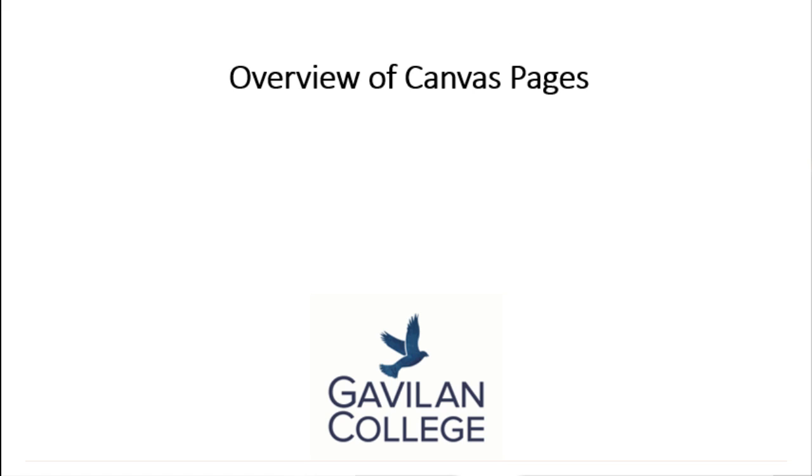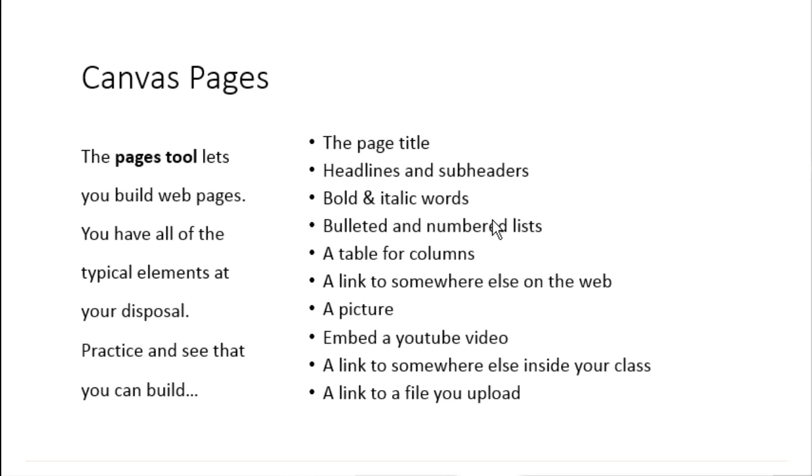The web pages in Canvas will be a part of your class and behind the password, and only available to people who are enrolled in your class. But without any further ado, let's go into the details. The web pages all have a title, and they have your basic formatting tools like headlines and subheaders, bold and italic, lists, tables, links, pictures, videos, all of that kind of stuff.